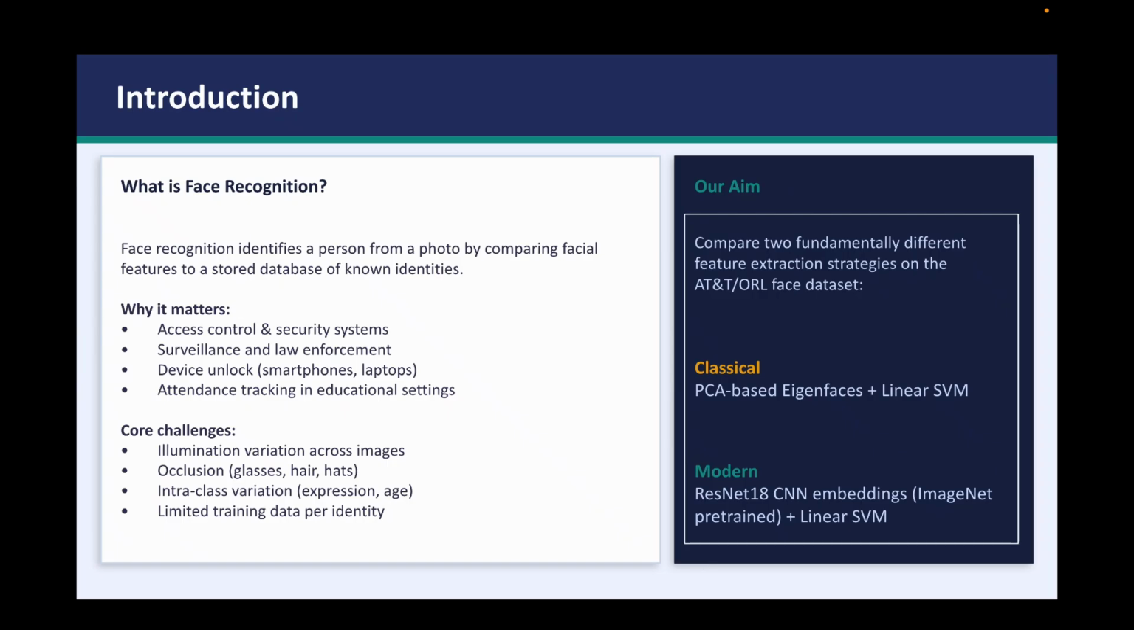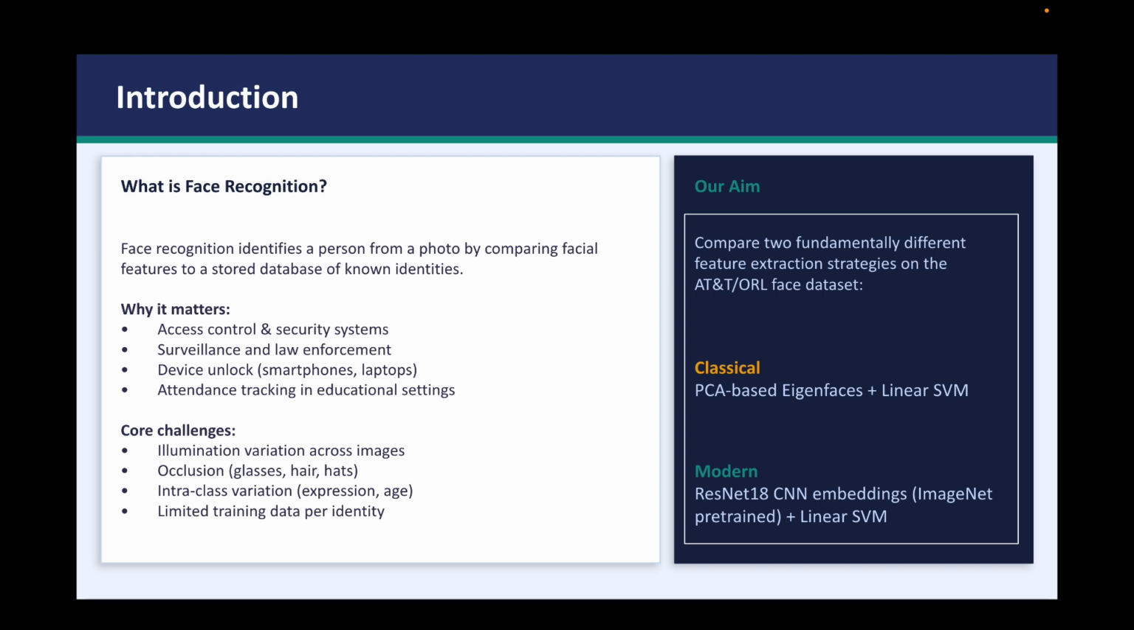So face recognition is a biometric system that identifies individuals by extracting and comparing their facial features. It is widely used in security, authentication, and surveillance because it is contactless and scalable. However, face recognition is challenging. Variations in lighting, pose, expression, and accessories significantly change the pixel values.